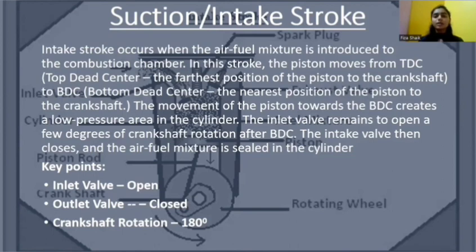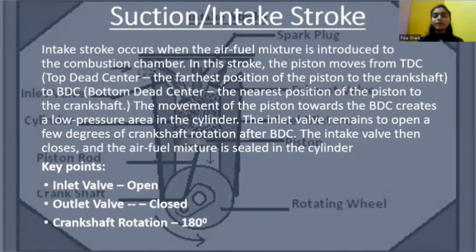In this stroke, the piston moves from TDC, top dead center, the farthest position of the piston to the crankshaft, to BDC, bottom dead center, the nearest position of the piston to the crankshaft. The movement of the piston towards the BDC creates a low pressure area in the cylinder, as we have seen in the PV diagram of the four-stroke engine.